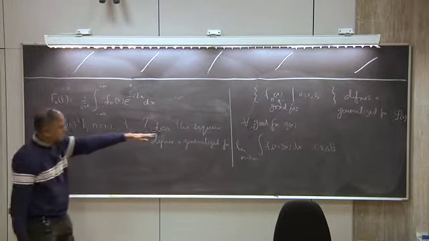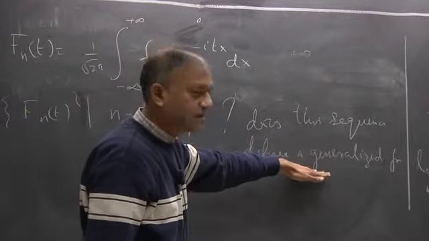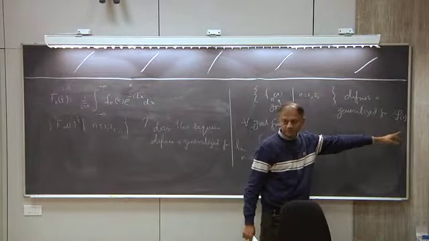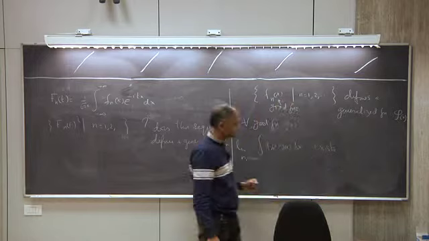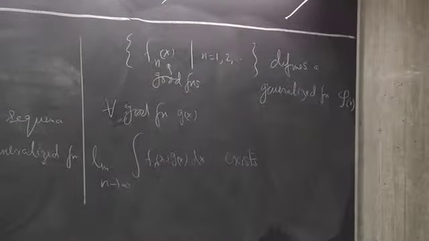Suppose the answer is yes, that it defines a generalized function. Then we can define that generalized function as the Fourier transform of this generalized function. So this is the main idea. Let us see how we can prove that. F_n(t) is this here.